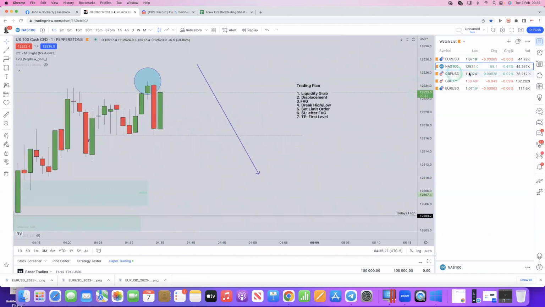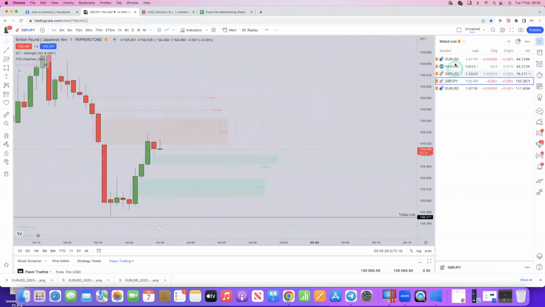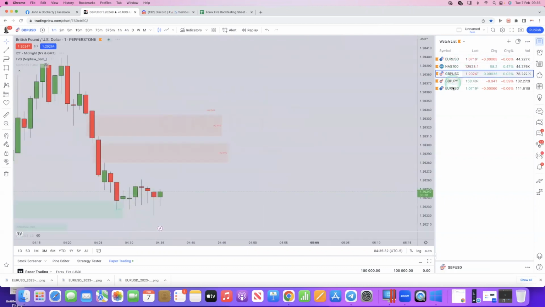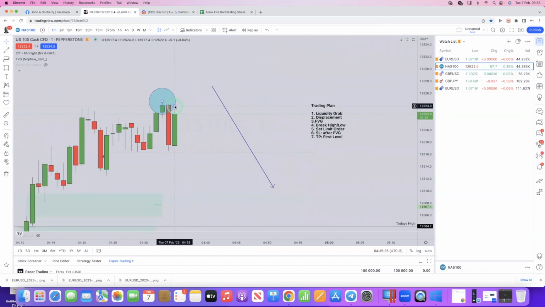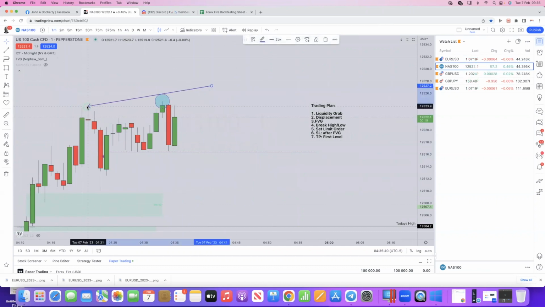Hopefully I'll not get any other alarms going off, it just means I can concentrate on what's going on here at the moment. Yep, good. So again, we're in a testing phase. That there has taken this liquidity here. Okay, that's taken that liquidity. I'm just going to place this here.